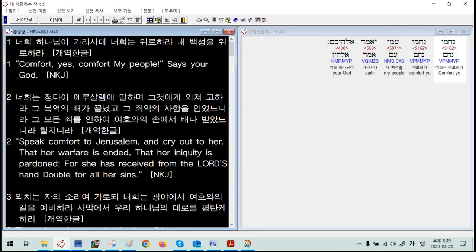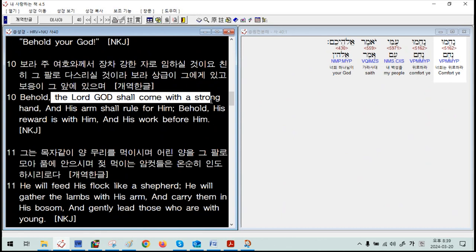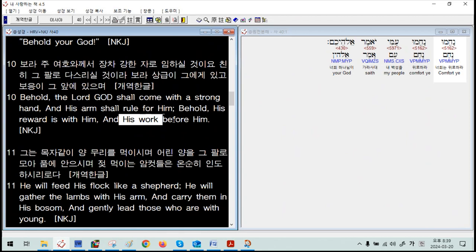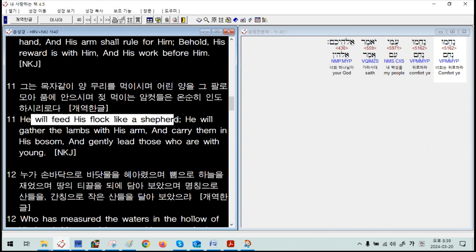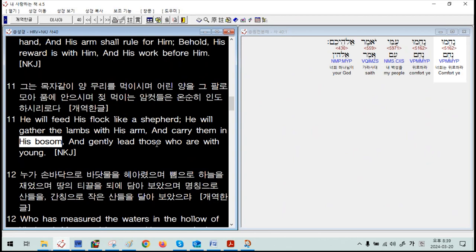Behold, the Lord God shall come with a strong hand. His arm shall rule for him. Behold, his reward is with him, his work before him. He will feed his flock like a shepherd. He will gather the lambs with his arm, carry them in his bosom, the bosom of the Father.